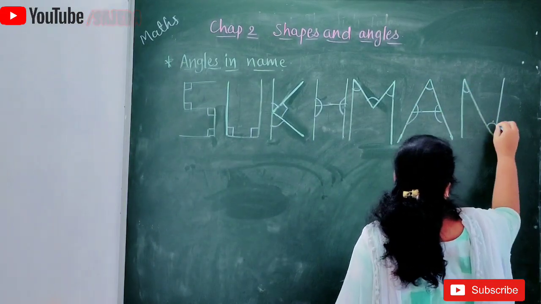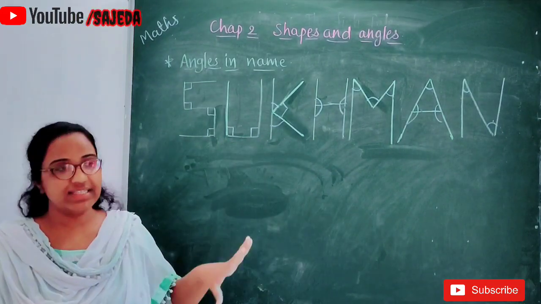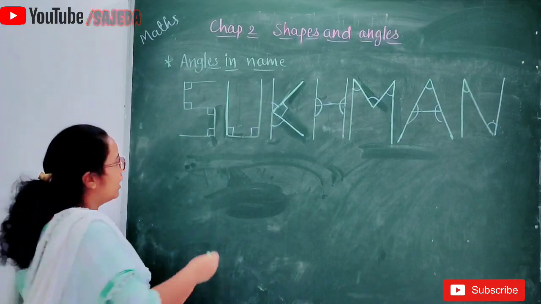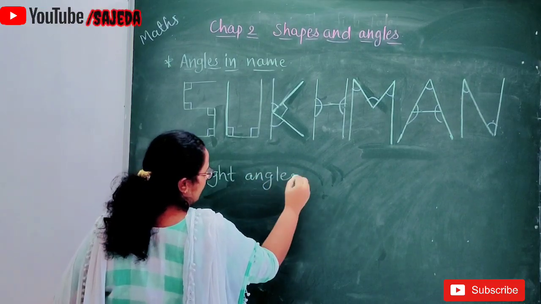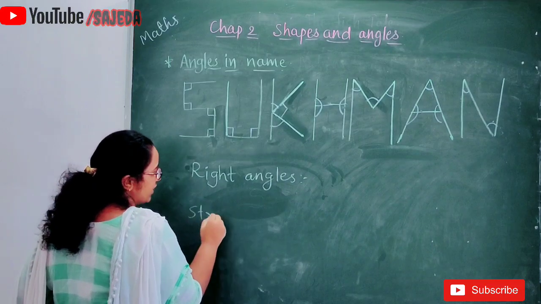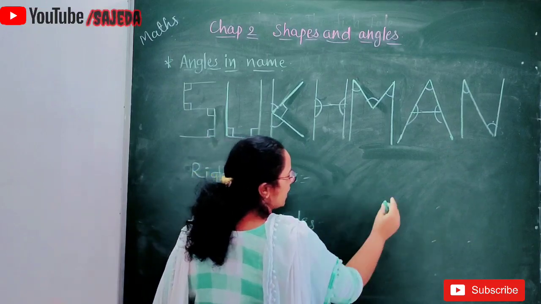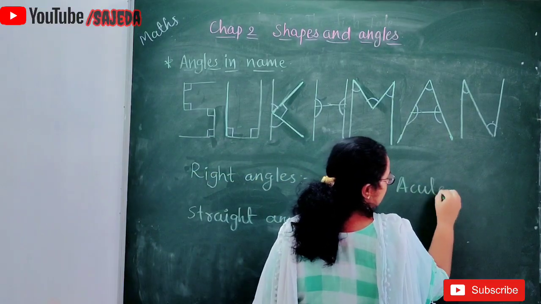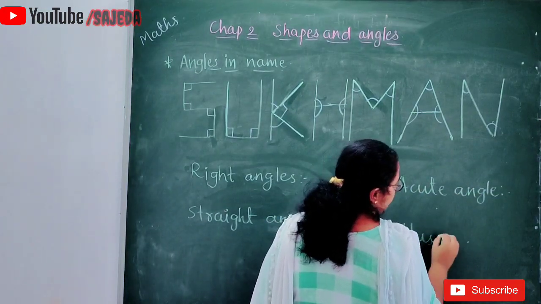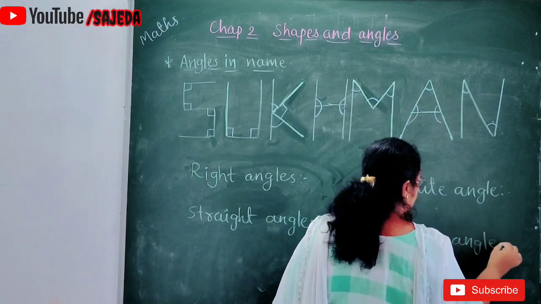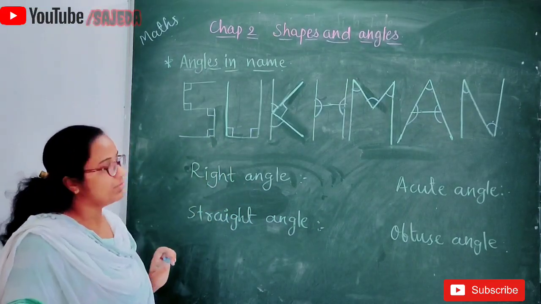Look, suppose you have been given this example in your exam and you have to count how many right angles are there, the number of straight angles, the number of acute angles, the number of obtuse angles. So simply you have to count from here.